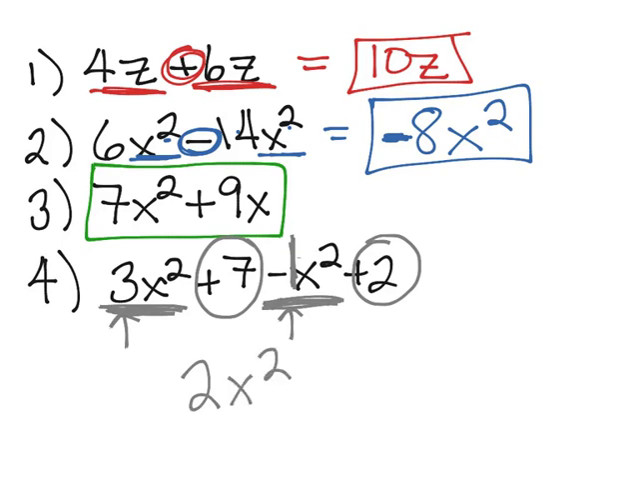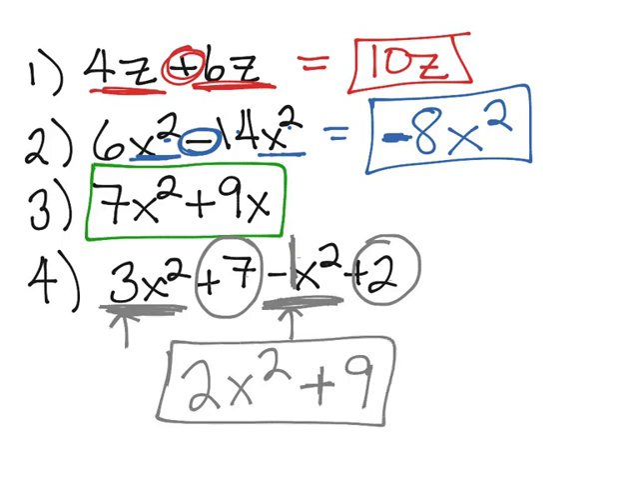Now our circles. 7. It's a positive 7. Plus 2 is a positive 9. So we write plus 9 because it is a positive 9. So now we have an x squared term and we have a 9 without an x squared term. Cannot combine those together anymore, so that is our simplified expression.